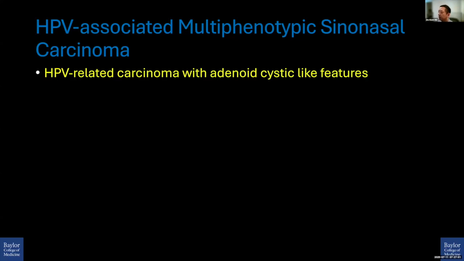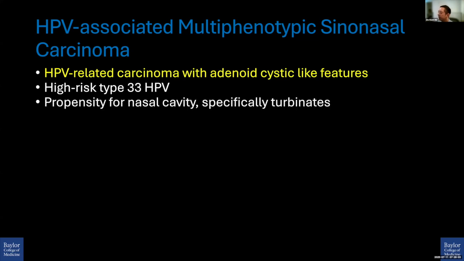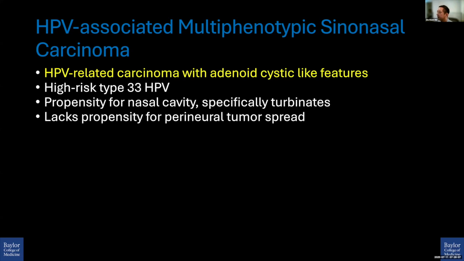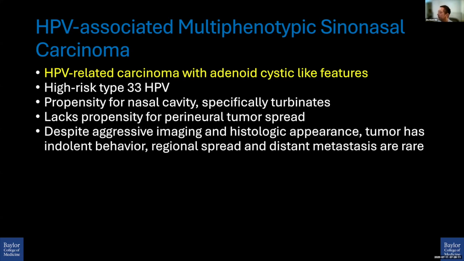Another fairly new entity that is described is HPV-associated multiphenotypic sinonasal carcinoma. It previously, in the WHO 4th edition, was called HPV-related carcinoma with adenoid cystic-like features. It's associated with high-risk type 33 HPV and has a propensity for the nasal cavity, specifically the turbinates, and lacks propensity for perineural tumor spread. Despite the aggressive imaging and histologic appearance, the tumor has indolent behavior; regional spread and distant metastasis are rare. So this is in contradiction to that DEK-AFF2, where this looks aggressive, but we know based on this molecular testing, if the pathology comes back as this, that it has indolent behavior.